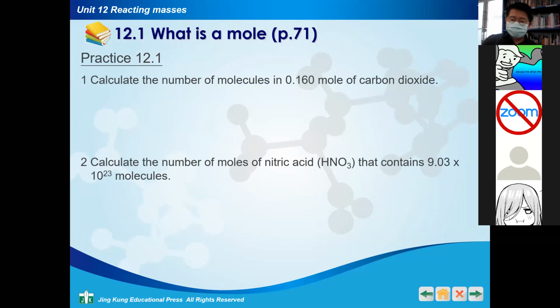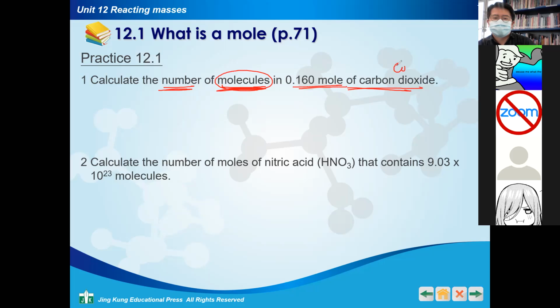Now, first of all, if you do these questions, you have to what? Circle the task. You're going to count the number. Number of what? Molecules. Molecules, not atoms, so no need to make it complicated. In 0.160 mole of carbon dioxide. Okay, how will we deal with that?